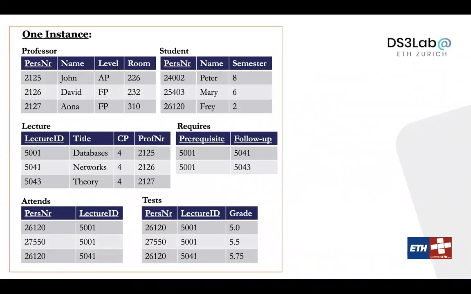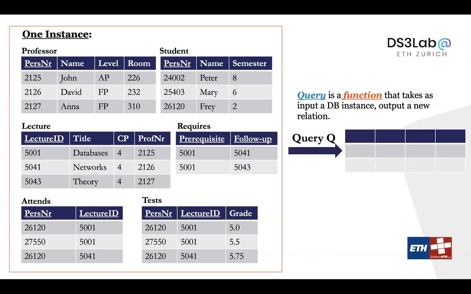So this is the definition of the relational model, and this is one example of an instance of a relational database. You have a whole bunch of relations. Each relation has a name, has a set of attributes, has a key. And then one instance of the relation is a set of tuples. And now you can query it. What is a query? A query is simply a function that takes as input a relational instance and outputs a new relation. So that's the definition of a query in a relational database.